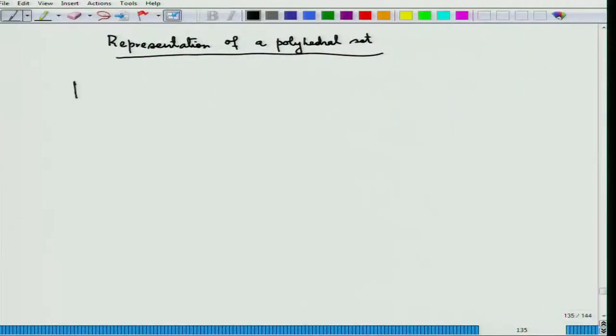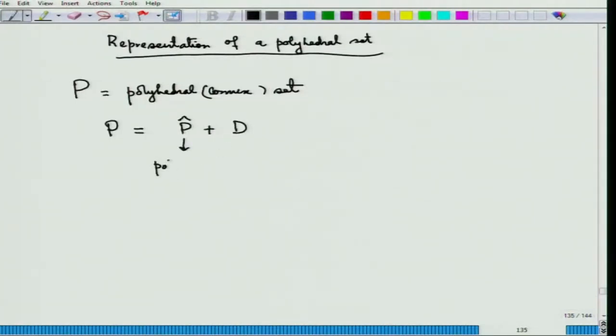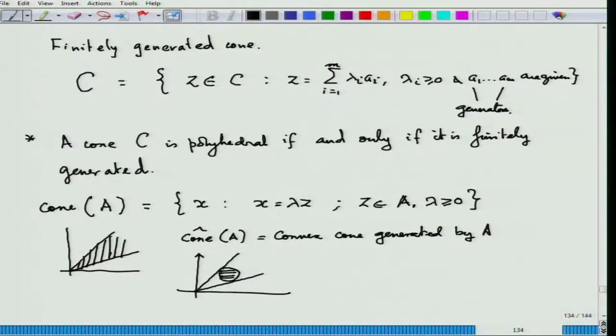So, if P is a polyhedral set, obviously it is convex, which I am not writing, then P can be written as P hat plus T, where P hat is a polytope, which is another name for a bounded polyhedron, and T is a finitely generated cone. So, these a_i are called generators of this cone. Sometimes it is convenient to write a finitely generated cone as the cone generated by the vectors a1, a2, ..., am. M could be any number.